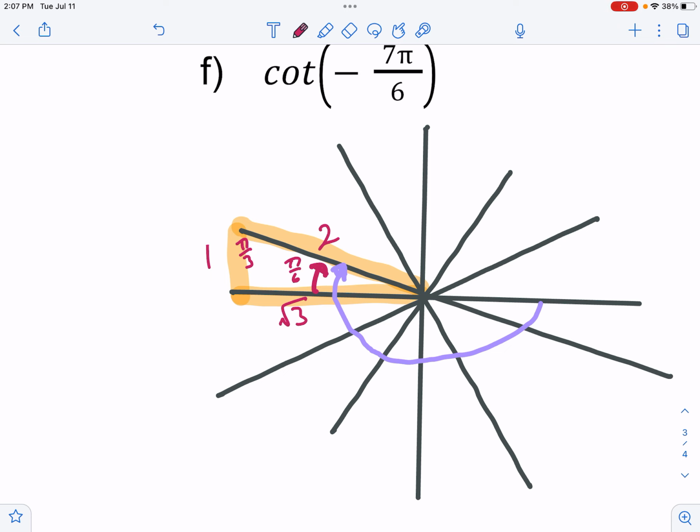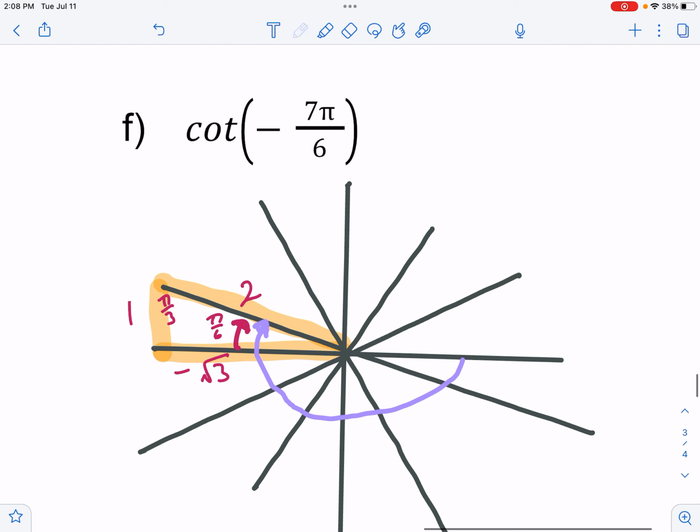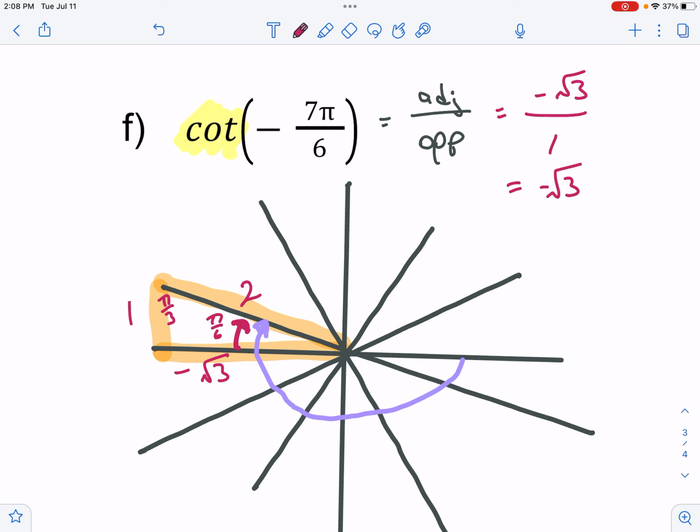Should any of these be negative? Correct. Then root 3 should be negative because it is along the negative x-axis. 2, the hypotenuse, is always positive, and this 1 here is along the positive y-axis. Cotangent, you'll recall, is the inverse of tangent, so it's adjacent over opposite, and that is what I am looking for here. So my adjacent side to my related acute angle, pi by 6, is negative root 3. And my opposite side is 1, and I can just simplify that to negative root 3.